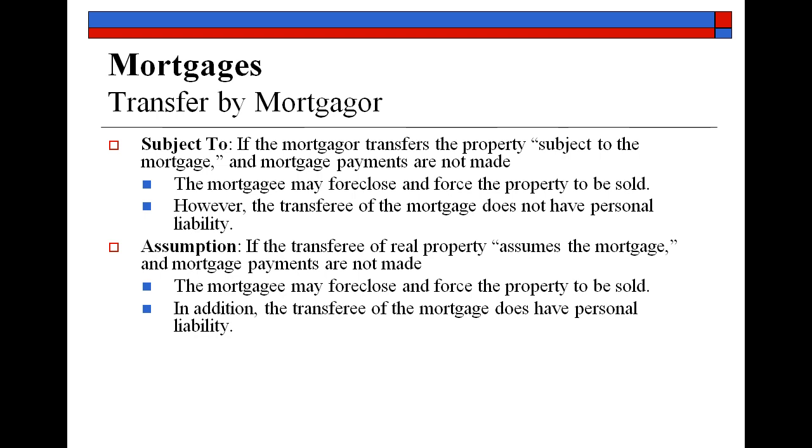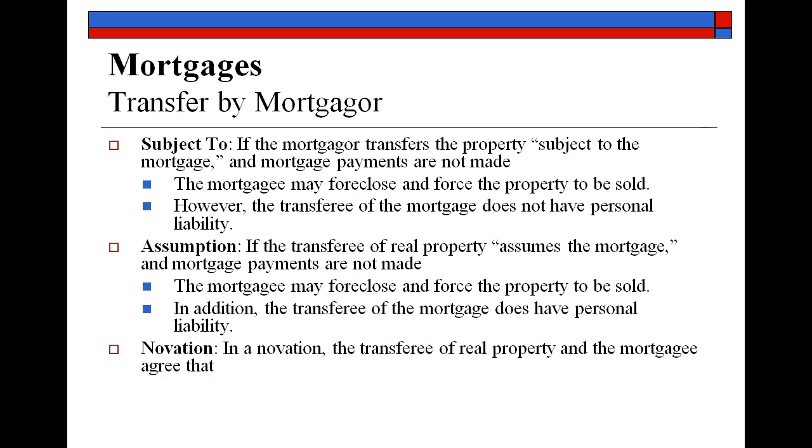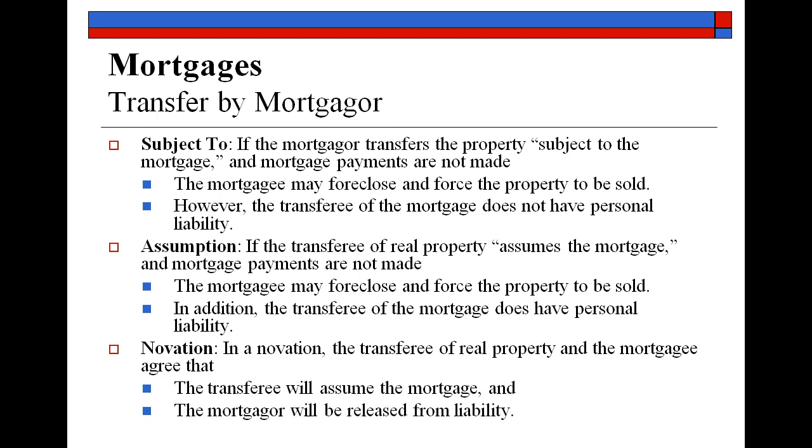The third type of transfer is a novation. In a novation, the transferee of real property and the mortgagee make a new agreement, and in that new agreement, they agree that the transferee will assume the mortgage and the mortgagor will be released from liability. Novation is an exception, not the rule, because of course the mortgagee will usually like to keep more than one person liable on the mortgage note.